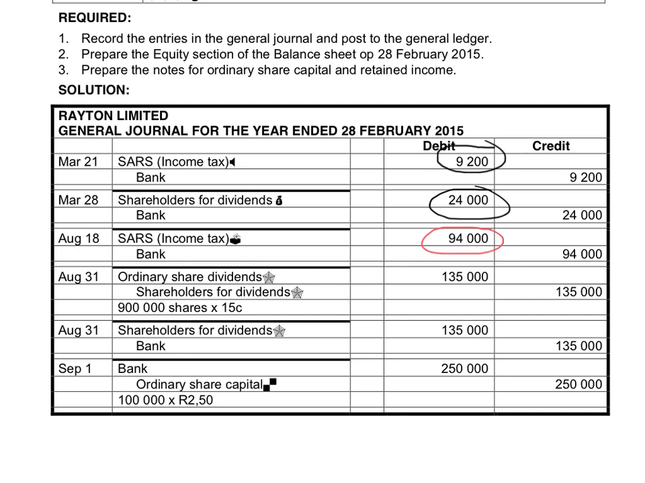I will debit ordinary share dividends because this is my expense, and I show that expenses increase on the debit side. Who do we owe the money to? To the shareholders. So the shareholders is my liability, and I will show that I owe them 135,000 rand.